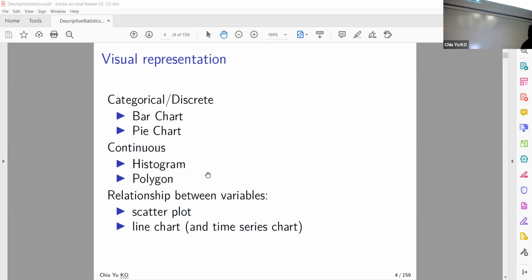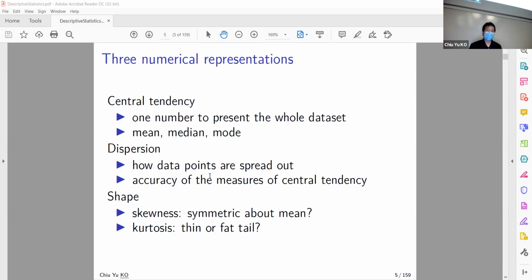And for visual representation, have I shared the screen? Oh yeah, haven't. So for visual representation, we said we don't want to engage in discussion right now, and we'll talk about Excel and R. And we just mentioned in the class there are 3 ways to represent data.